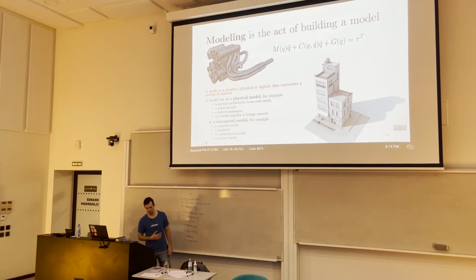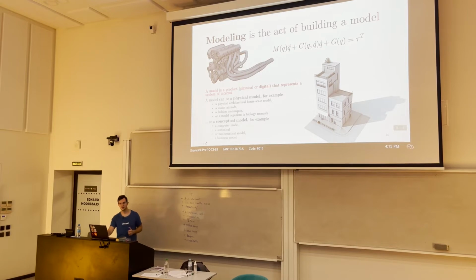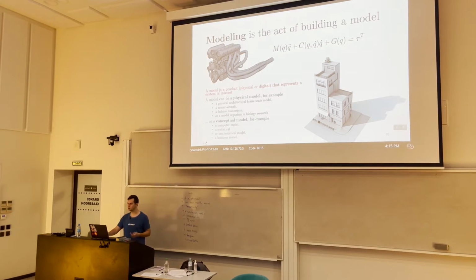During our course, by model, we will be thinking of an equation that describes the dynamics of a system. For example, here you can see an equation of an open chain robot, which is fixed to the ground. So there is a mass matrix, a matrix of Coriolis, and gravity. We will take a look at this equation later. But here the main idea is that by modeling we will understand the act of deriving an equation of motion.